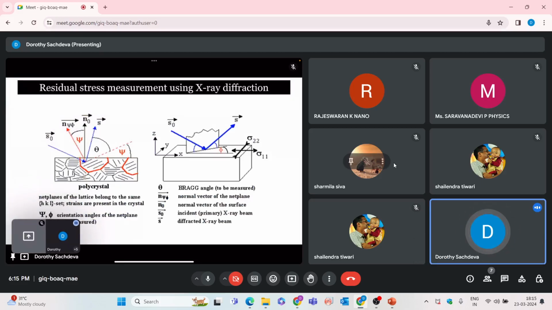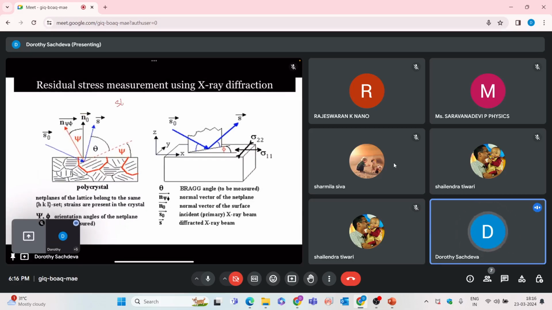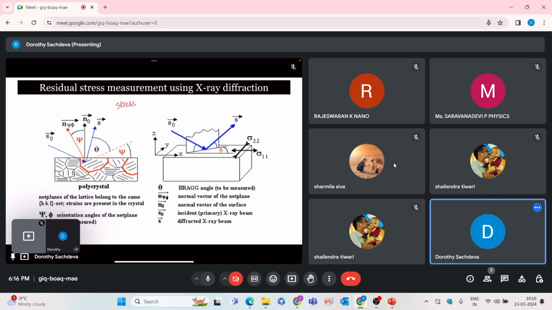Next is residual stress measurement using X-ray diffraction. This X-ray diffraction we discussed in the last class can also be used for stress measurement, and stress will lead to strain. We will not go into much detail of this stress-strain thing, but you all know that stress in a certain direction, suppose the y direction, is given by force per unit area, and this will lead to strain in the y direction, which is given by delta L by L.